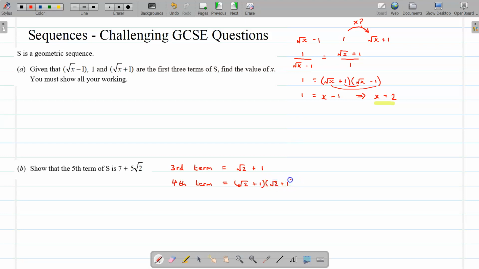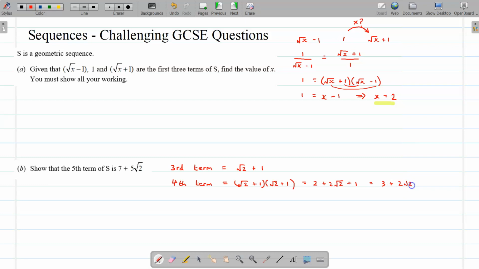Now, if you use FOIL again, you get root 2 times root 2 is 2 first. The outer term is 1 root 2. The inner term is 1 root 2. So that's going to give me 2 root 2. And the last term is going to be 1 times 1, which is 1. If you simplify that, you've got 2 plus 2 root 2 plus 1, which is 3 plus 2 root 2.